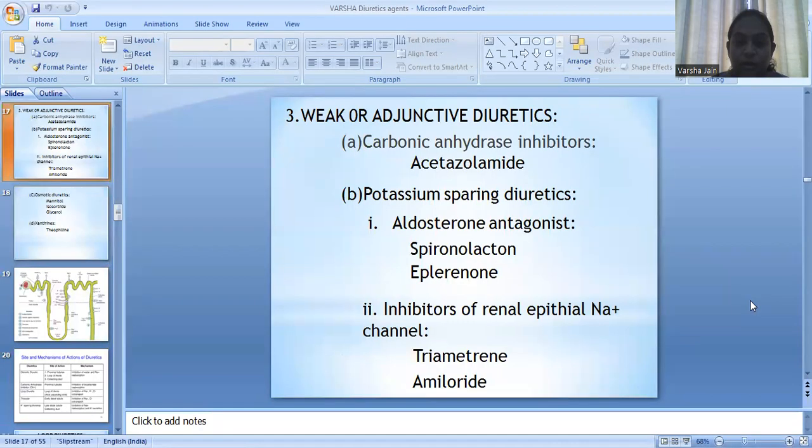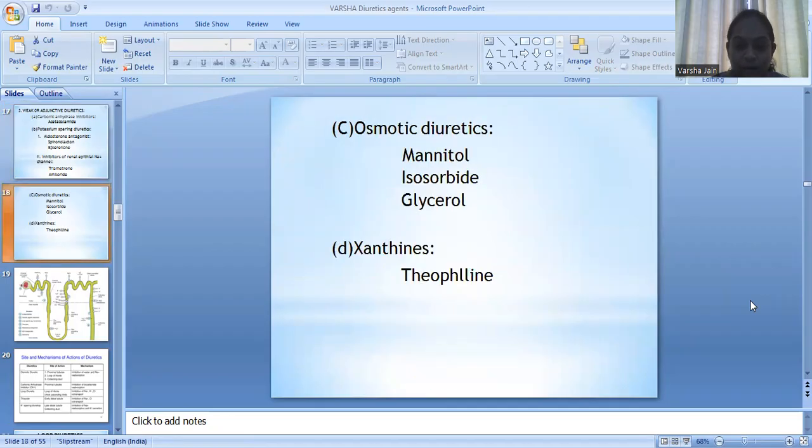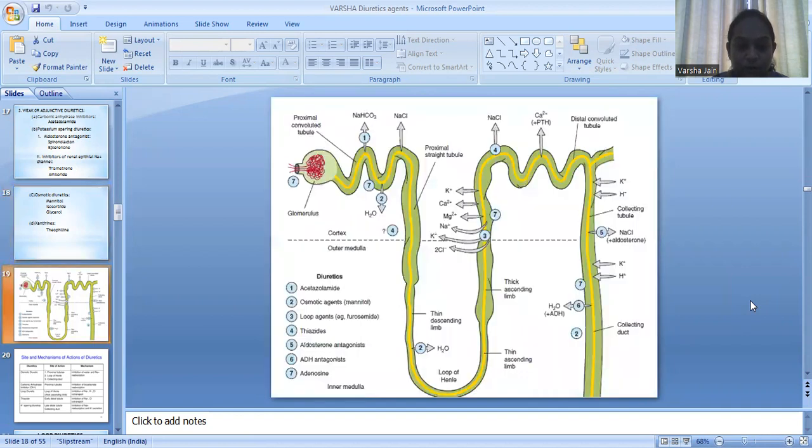Then weak or adjuvant diuretics: carbonic anhydrase inhibitors, that is acetazolamide; potassium sparing diuretics, aldosterone antagonists, spironolactone, eplerenone; inhibitors of renal epithelial sodium channel, that is triamterene and amiloride. Then osmotic diuretics, that is mannitol, isosorbide, and glycerol, and xanthines, theophylline. So this is about diuretics, particularly the drugs which act on the glomerular filtration. In the cortex, that will be acetazolamide.